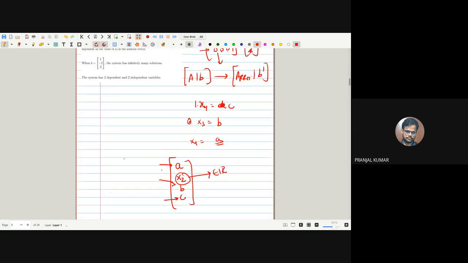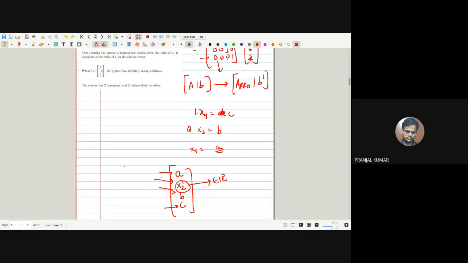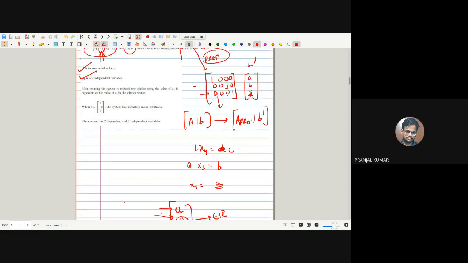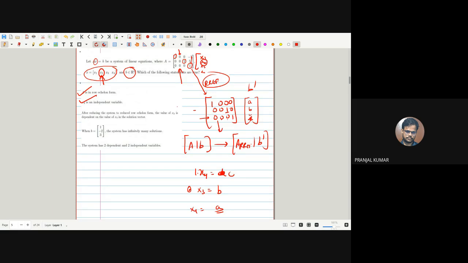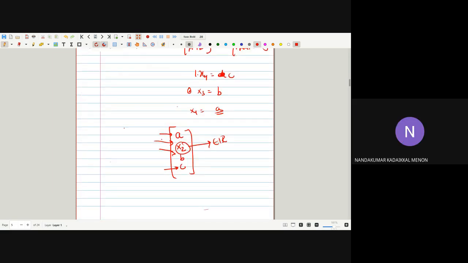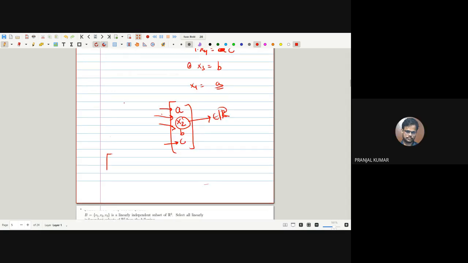But is x2 equal to 0? No, why would x2 be 0? X2 is an independent variable, because all entries in this column are zeros. Once you see that there is no pivot in the second column, you will say x2 is an independent variable, so it can take any value. Let me write some instances. A, this will never change. So 0, this is one solution instance.